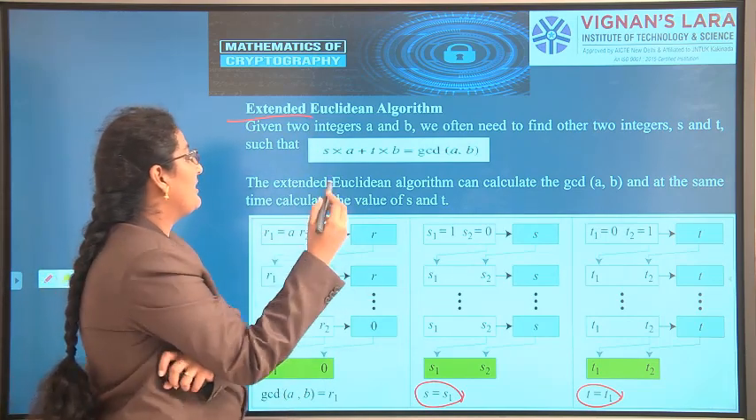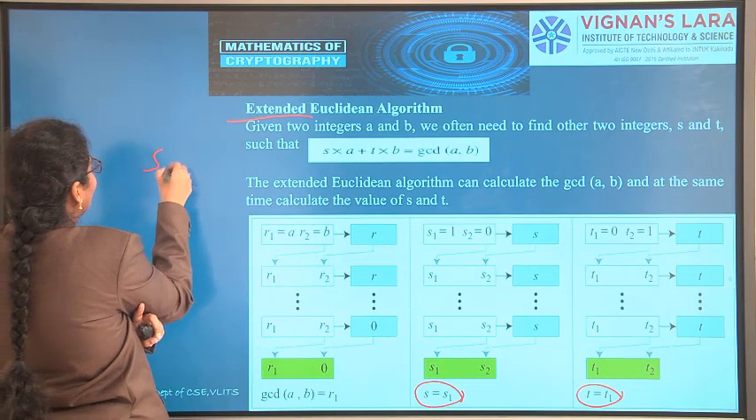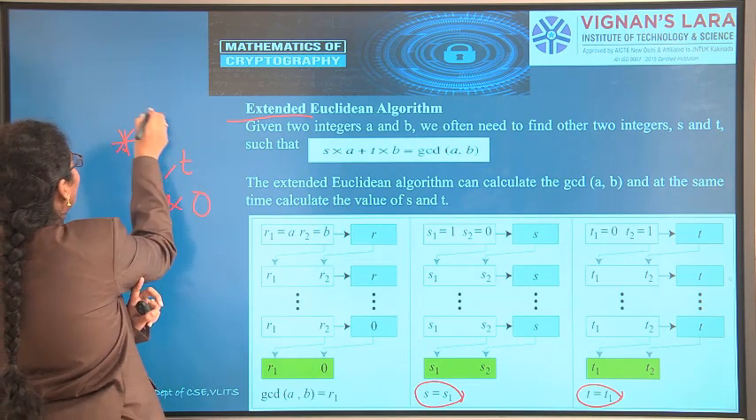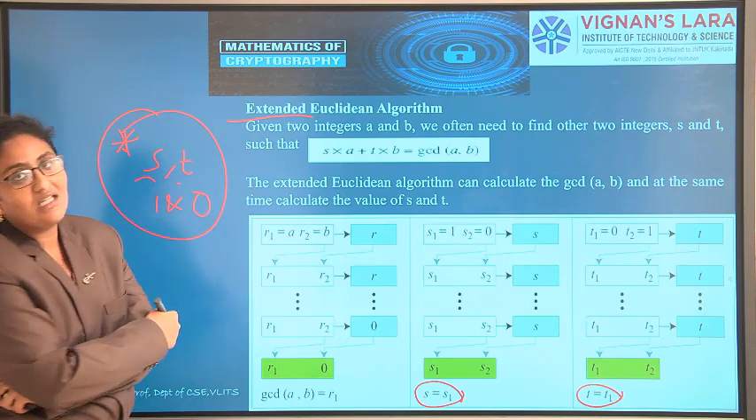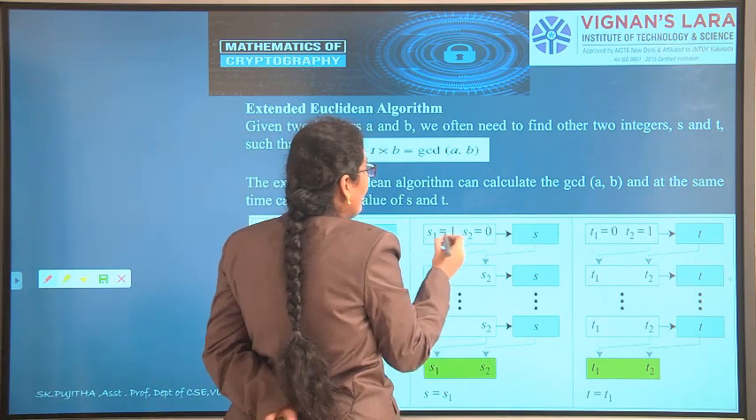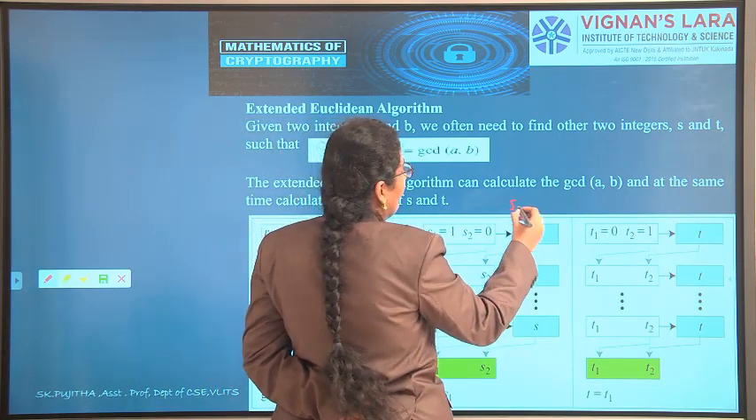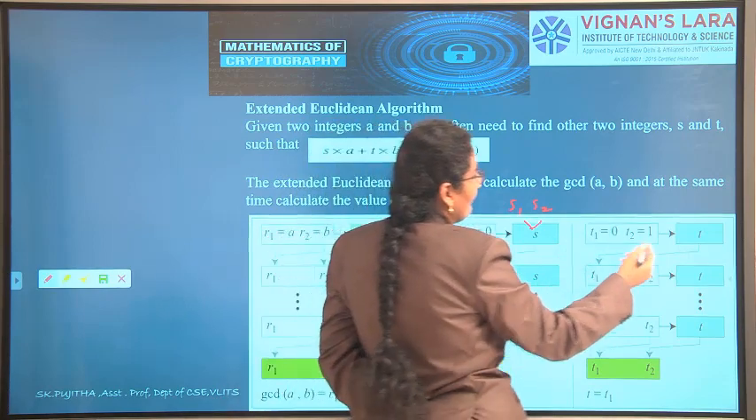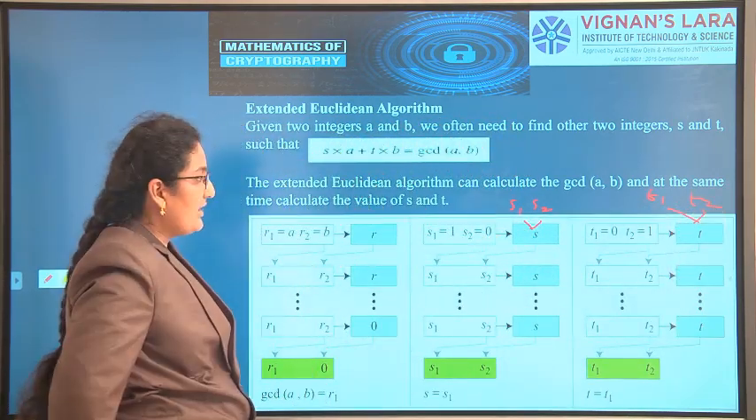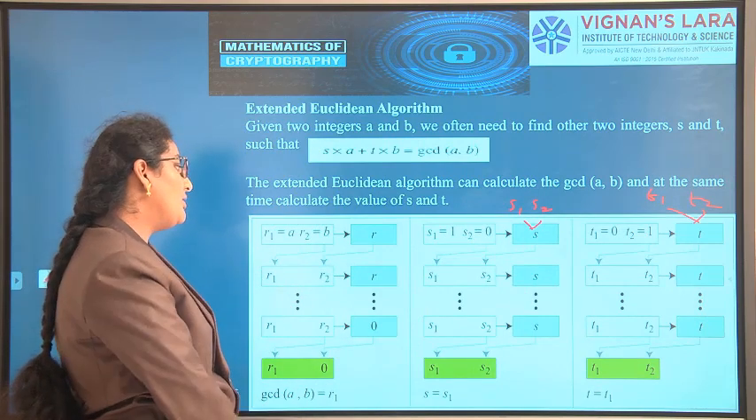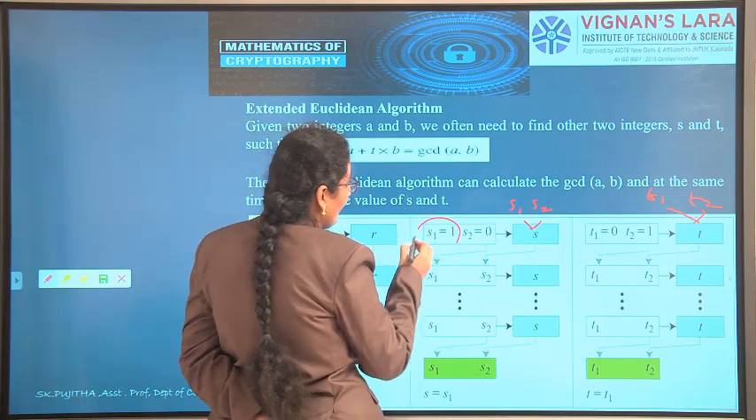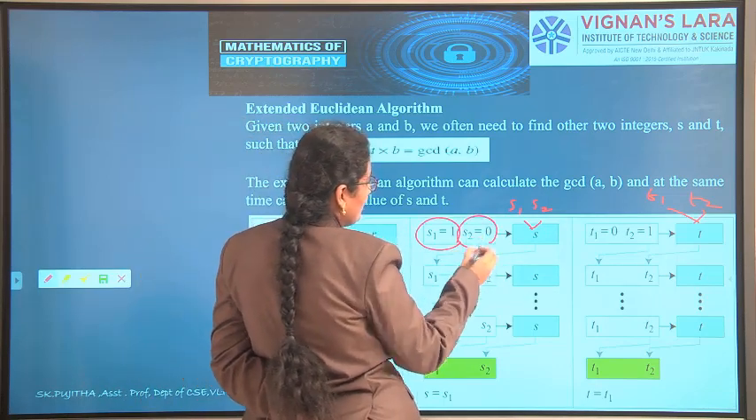For that, initially s and t values are set to 1 and 0. This is the key point you should remember. Initially s and t values should be set to 1 and 0. See here, we have divided s into s1 and s2, and we have divided t into t1 and t2. Again the same process. s1 is 1, s2 is 0.